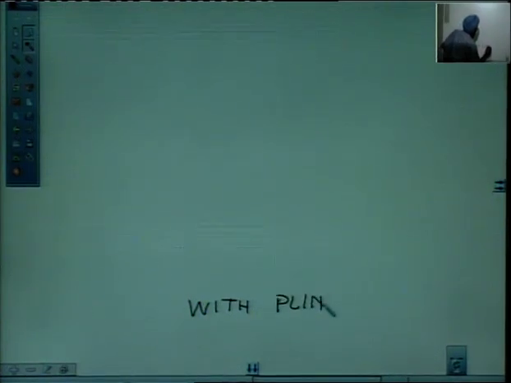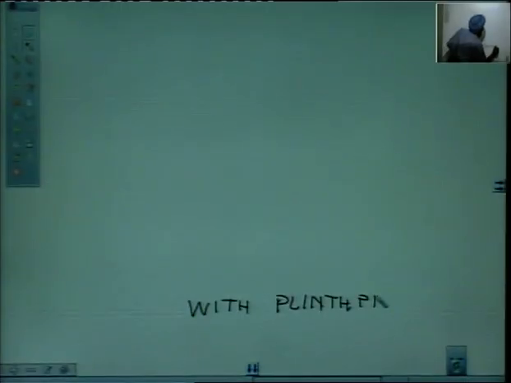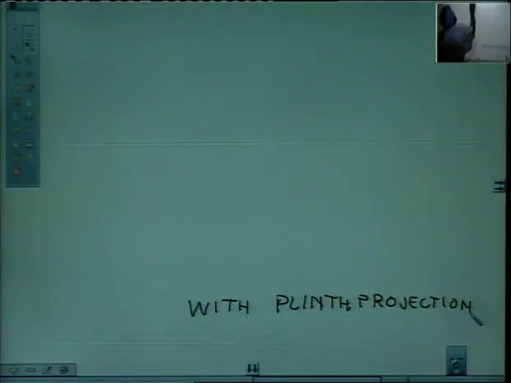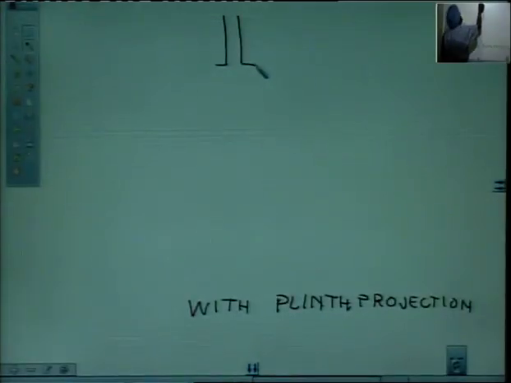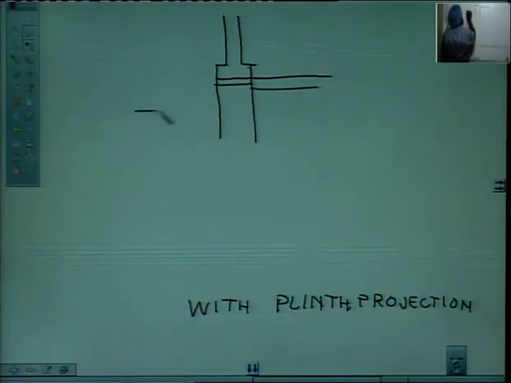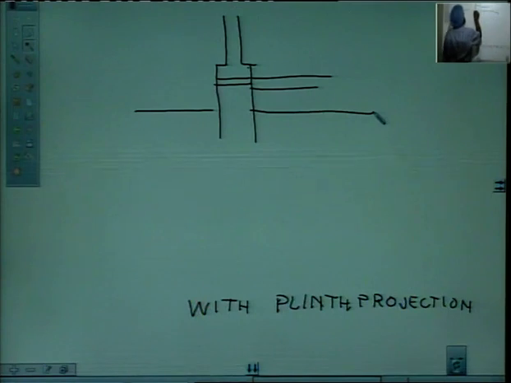Then we are having the next one, foundation with plinth projection. In this case, my wall is this one and I am having some projection over here, and here is my DPC level, and of course floor is somewhere here, and this is ground level, and I am having it like this one.